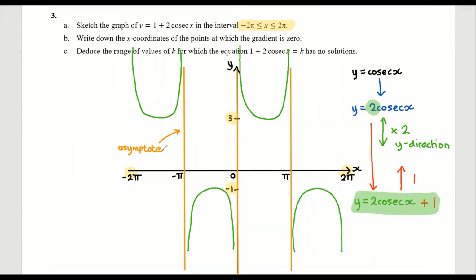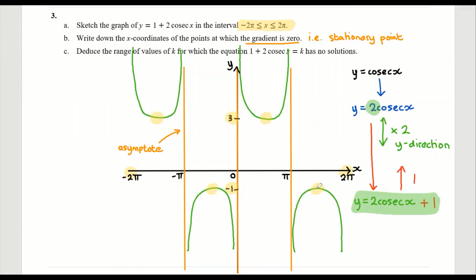All right. And what do we have to do next? Well, it says write down the coordinates of the points at which the gradient is 0. Okay, gradient is 0. Well, you know from calculus, when the gradient is 0, this, in other words, is a stationary point. So it could be a maximum, it could be a minimum, it could be an inflection. So can we see any stationary points on here? Well, yes, we can. Just the maxima and the minima, essentially. So there'll be 2 minima there and 2 maxima here. So we have to write down the x coordinates at which they occur.